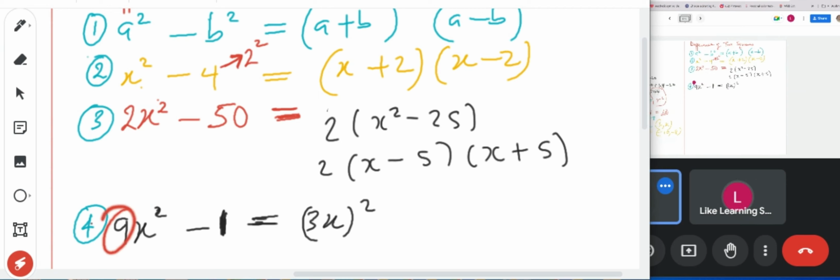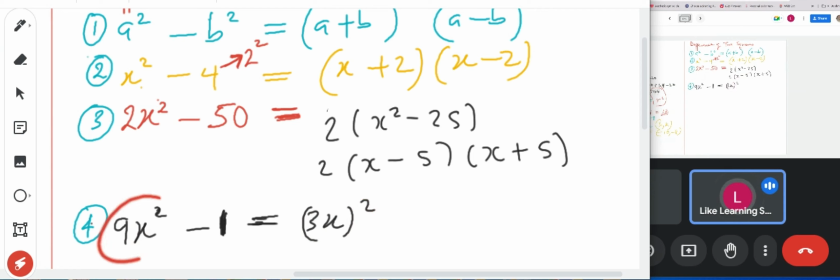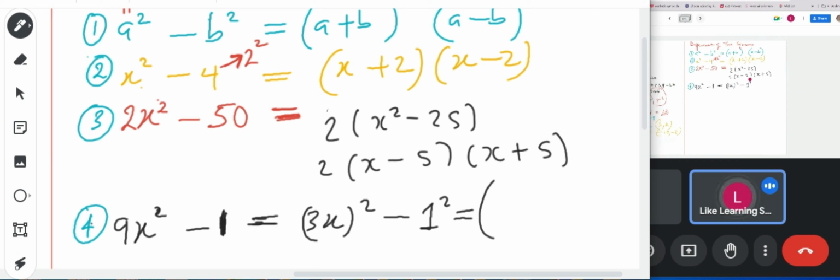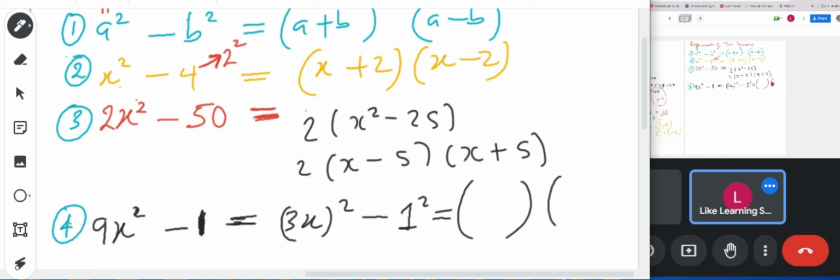Yes, sir. Because 3 squared is 9. X squared obviously is x squared. So open a bracket, 3x, then close the bracket, all squared is the same thing as 9x squared. So minus 1 squared. And that's what you simplify it as. You open a bracket, you open another bracket. Am I right? Yes, sir. So the 3x plus 1 and the 3x minus 1.